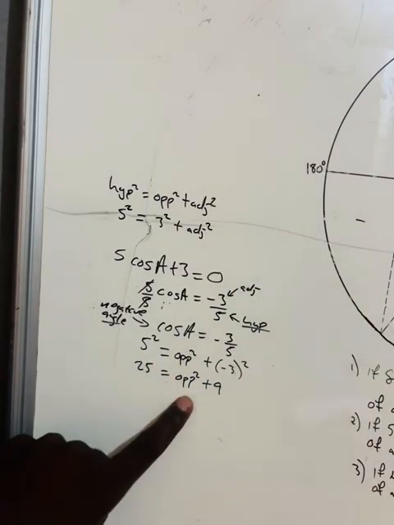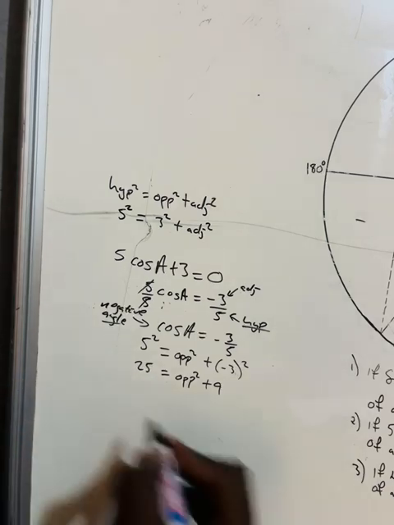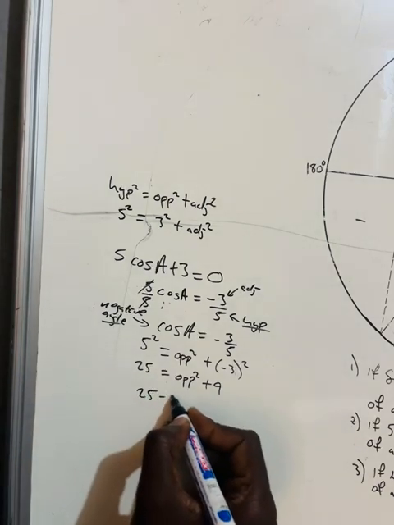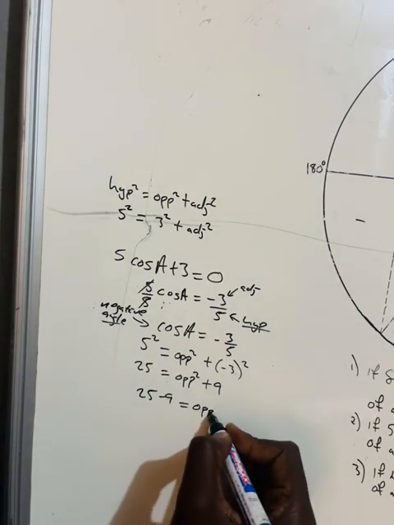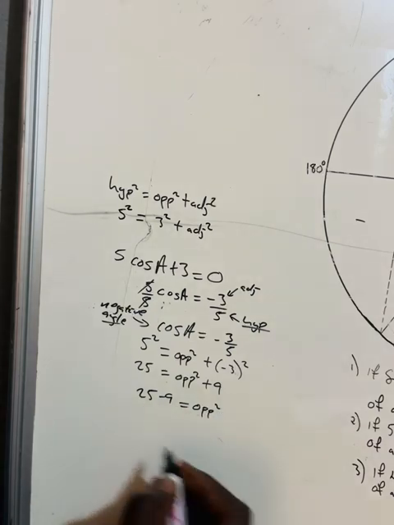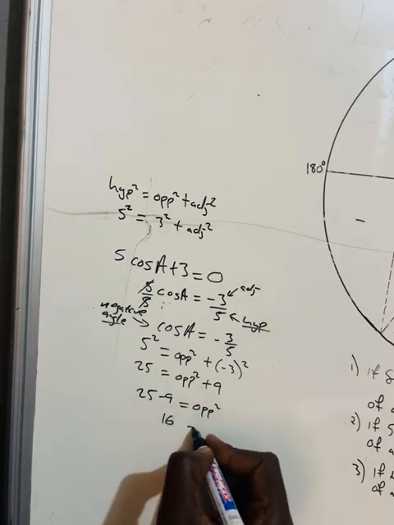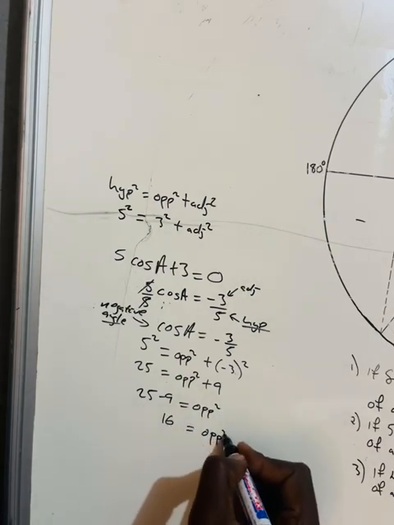What am I going to do? I'm looking for opposite. I transpose this. So I've got 25 minus 9, which is equal to opposite squared. And 25 minus 9 gives me 16. So I've got 16, which is equal to opposite squared.